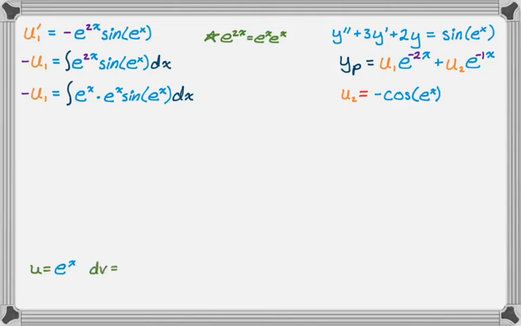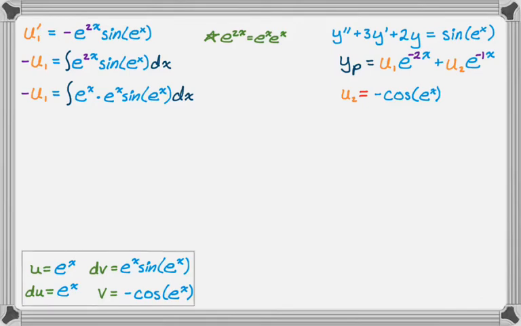I'm going to let dv equal e to the x sine of e to the x, which, if you remember, we just did to find u sub 2. So du is just e to the x dx, though I always forget to write that. And then v is negative cosine of e to the x. So negative u1 is uv, and then minus the integral of v du, but minus negative is plus. Now we get this.